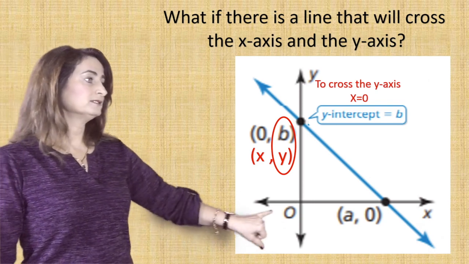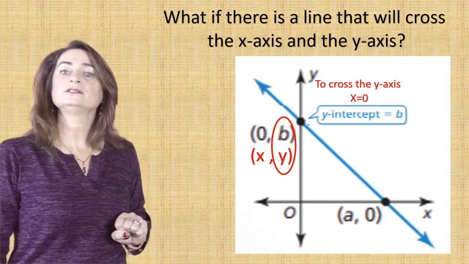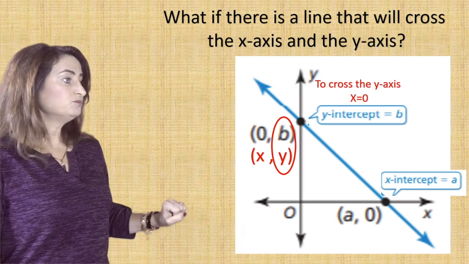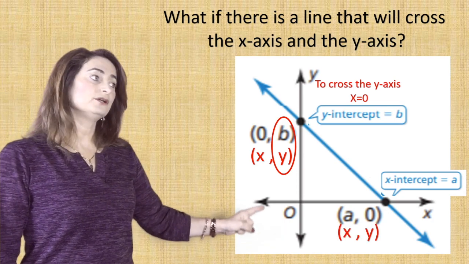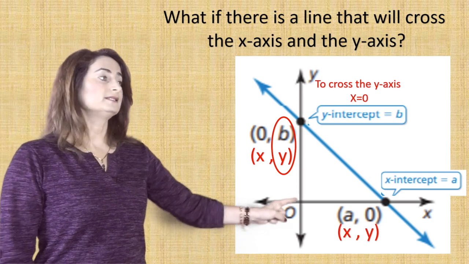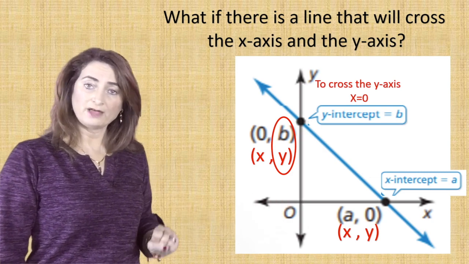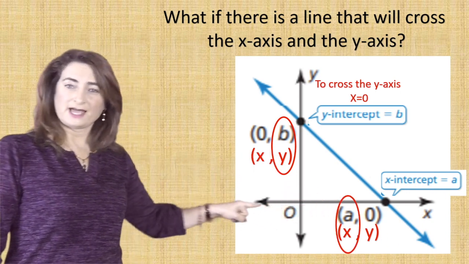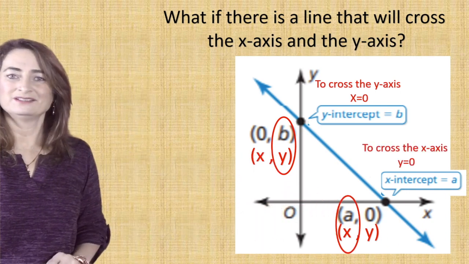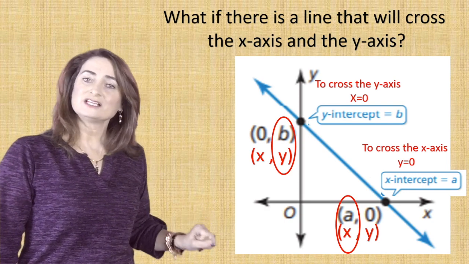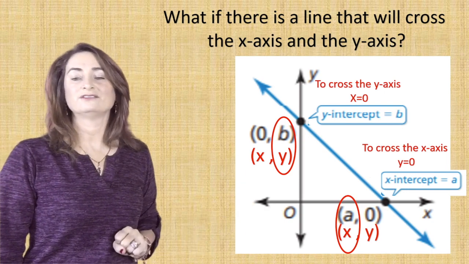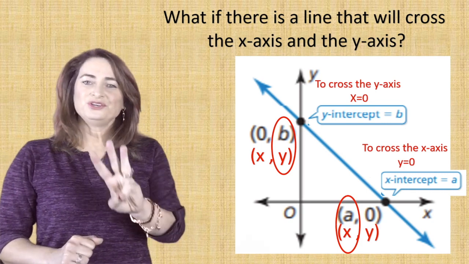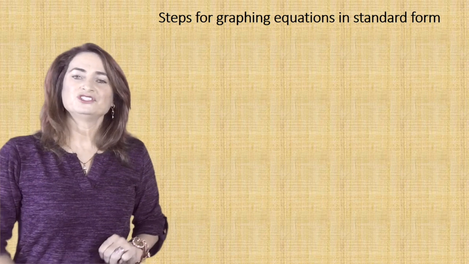Now let's talk about the coordinate (a, 0), which is the x-intercept at a, which means, again, the first number in a coordinate pair is the x value, and the second number is the y value. This means for the line to cross the x-axis, y always has to be 0. And the x-intercept is the value of x. That's critical to know for the next step. I will show you 3 easy steps to graph equations in standard form.